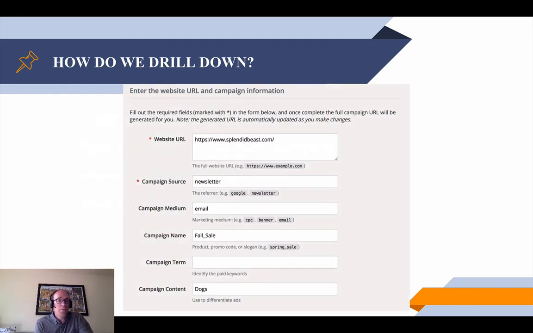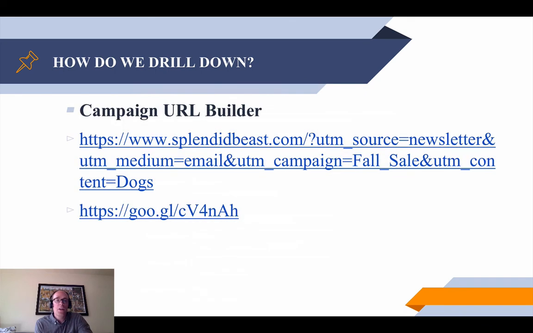So I say, here's my website, here's the campaign source, in this case newsletter, the medium's email, the campaign name I call fall_sale, and then the campaign content is dogs. Let's say it's for Splendid Beast here. This now gives me this longer URL, which looks kind of ugly, and you can hide it and you get a mini version here. That's the shorter one on the bottom if you want.